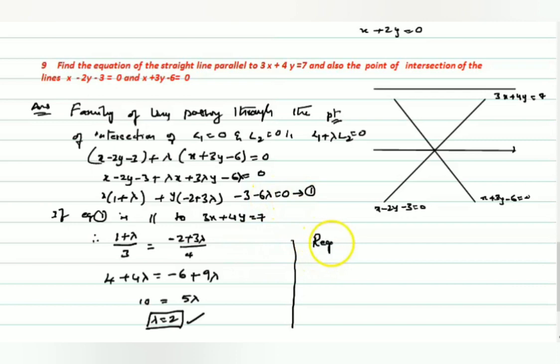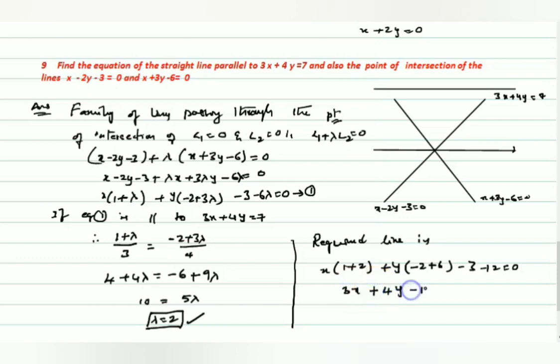So the required line, which is parallel to the line 3x plus 4y plus 7 is equal to 0 and passing through the point of intersection of these two lines, is the required line. Required line is equation number 1, that is x into 1 plus lambda plus y into minus 2 plus 3 lambda is 6, and then minus 3 minus 6 into 2 is minus 12 is equal to 0. This becomes 3x plus 4y minus 15 is equal to 0. This is the required equation of the line passing through the point of intersection of two lines and parallel to the given line.